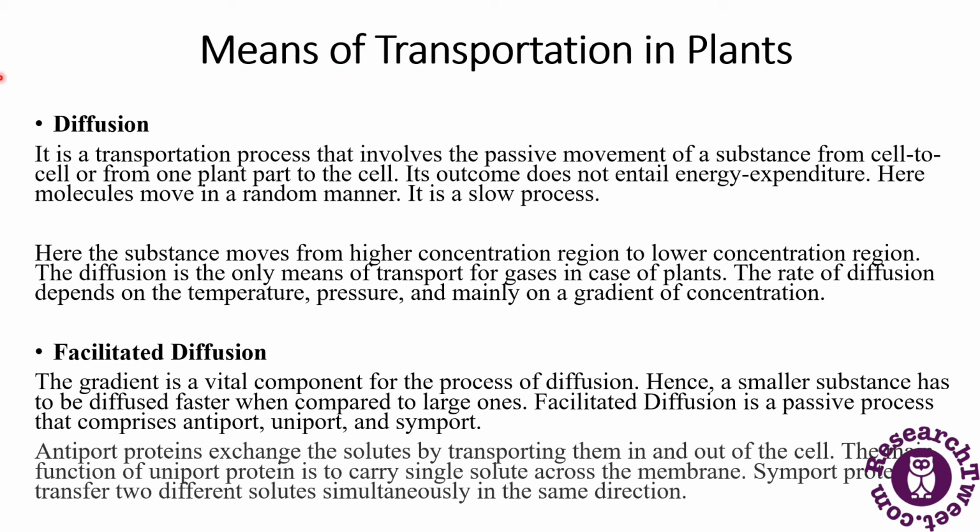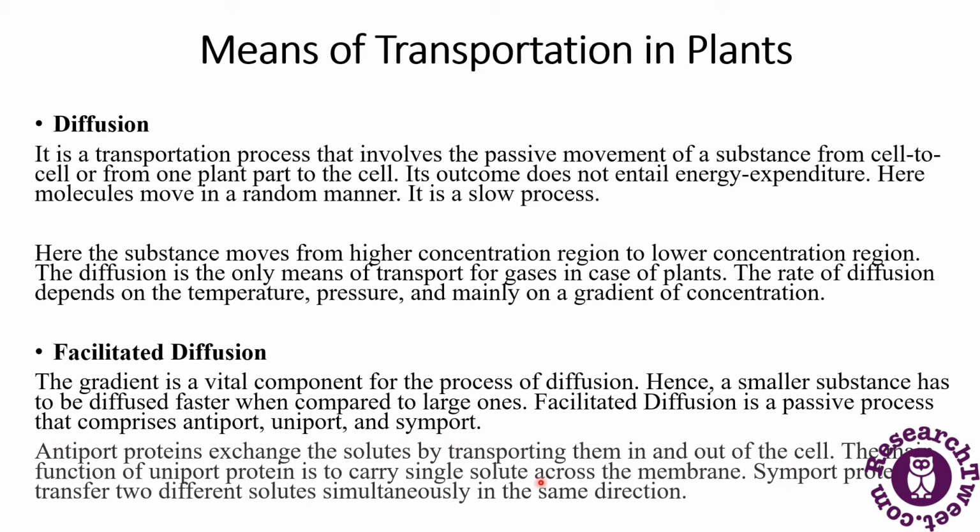Then what is facilitated diffusion? The gradient is a vital component for the process of diffusion. Here a smaller substance diffuses faster when compared to larger ones. So what is facilitated diffusion? It is a passive process carried out by antiport, uniport, and symport proteins. Antiport proteins exchange solutes by transporting them in and out of the cells. The three functions of antiport, uniport, and symport are given here.